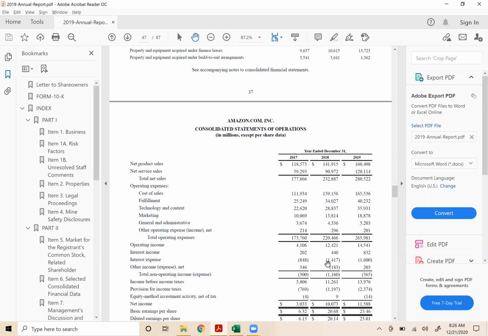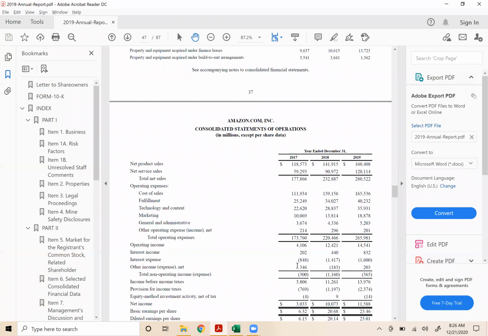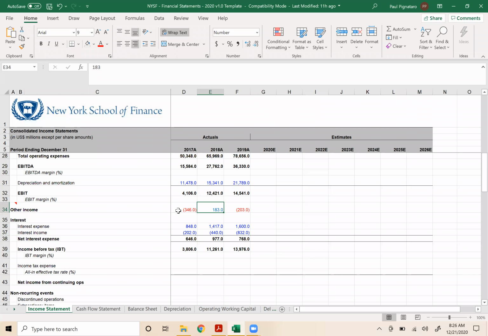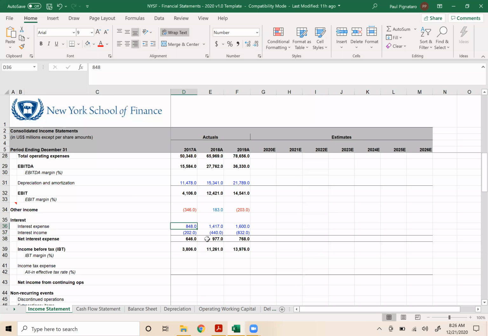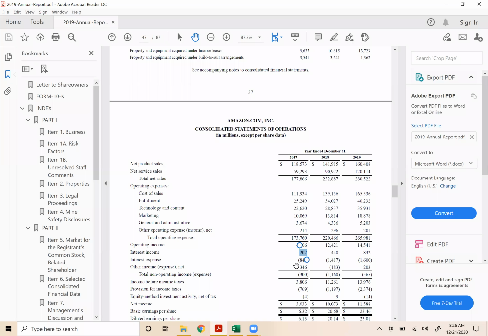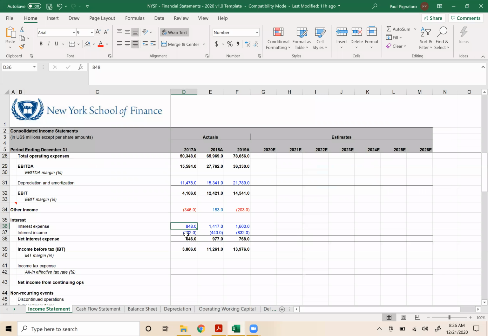So here's an expense, 183. I'm going to make that positive 183. Here's an income, 346. I'm going to make it negative 346. Same thing with interest income and interest expense. The interest income they have is 202. I'm going to make that negative 202. Interest expense, negative 848. Why? Every other expense was positive up here. I'm going to make it positive 848.